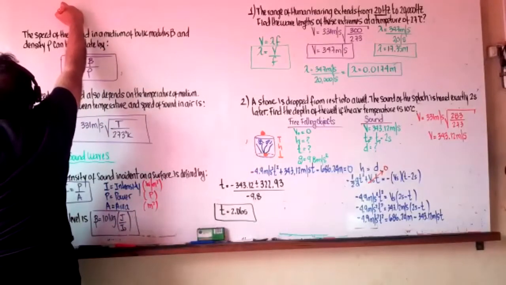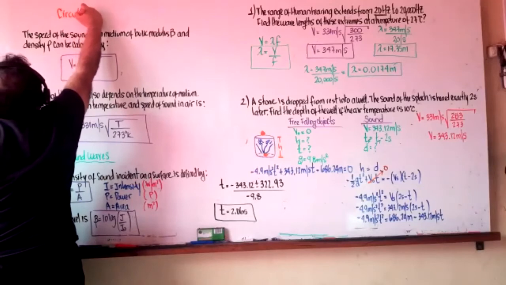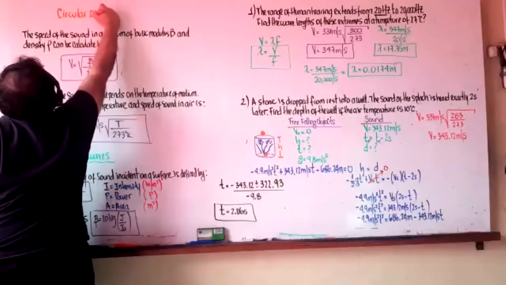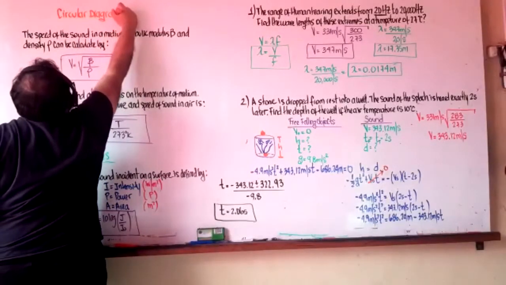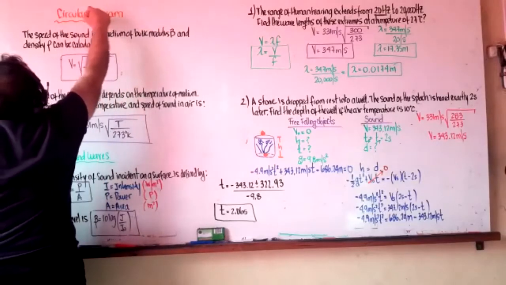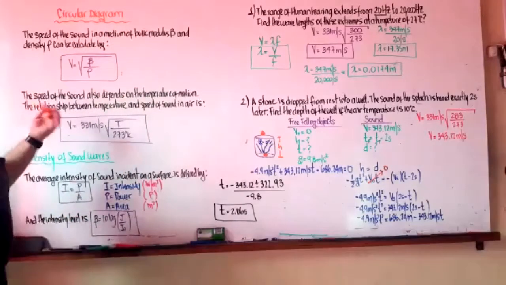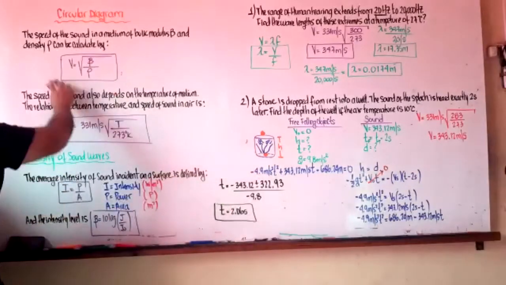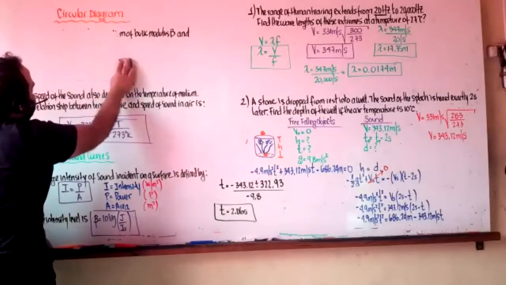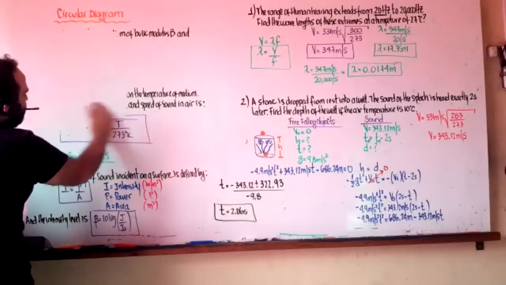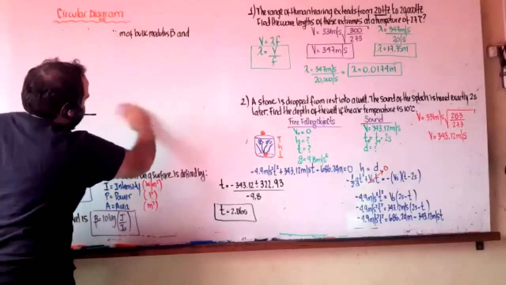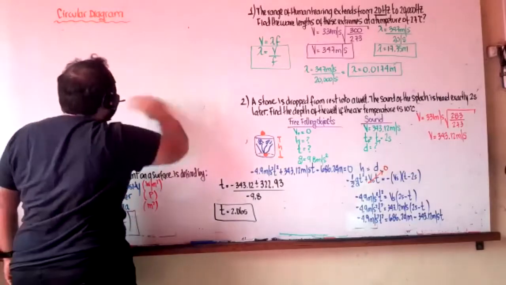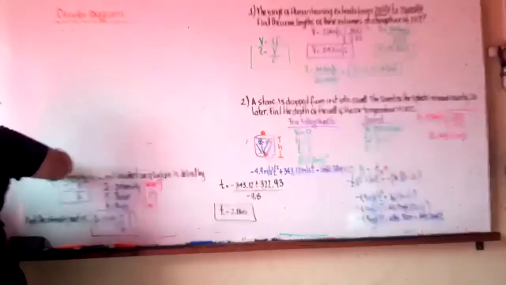Okay, the name of the lesson will be circular diagram, or the pie diagram. It is a pie diagram, circular diagram, it's the same. Other people say pizza because this diagram is distributed like slices of pizza.